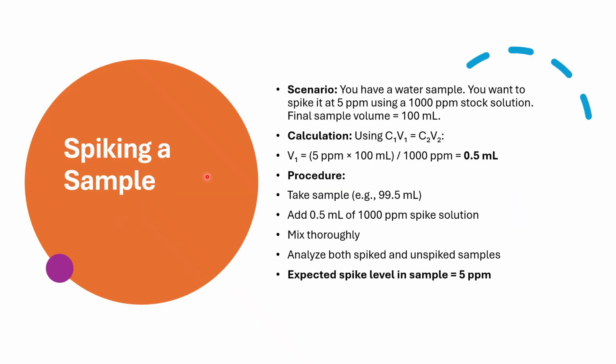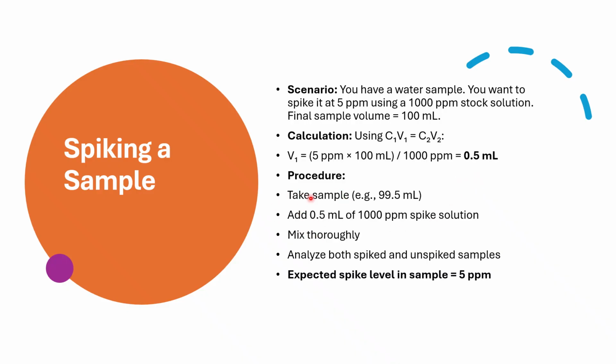Let's learn spiking with an example. You have a water sample, you want to spike it at 5 ppm using 1000 ppm stock solution. So the final sample volume here is 100 ml. So spike calculation is equal to C1 V1 is equal to C2 V2, where V1 is equal to 5 ppm into 100 divided by stock, that is 1000 ppm, that is equal to 0.5 ml.